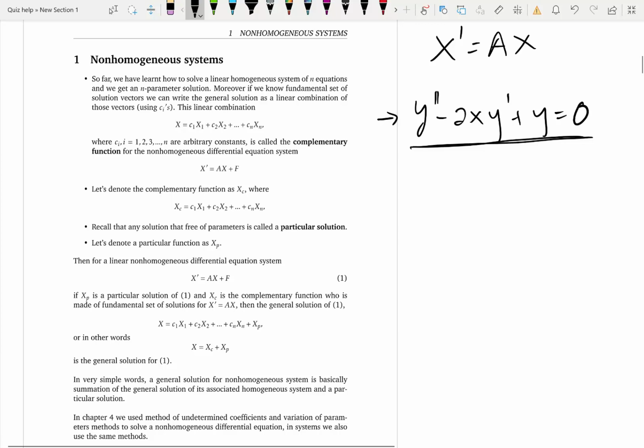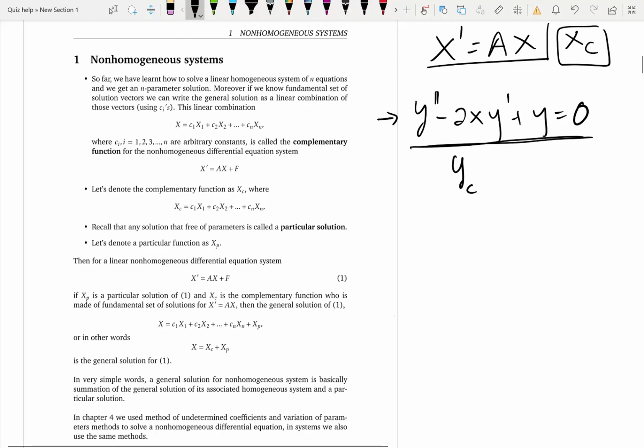And in chapter 4, we gave a special name for that. What was that special name? Complementary solution, y sub c, right? Complementary function. So the general solution that we found by solving x prime is equal to Ax, since this is a homogeneous system, is actually a complementary function, x sub c. So we use the same name in systems.